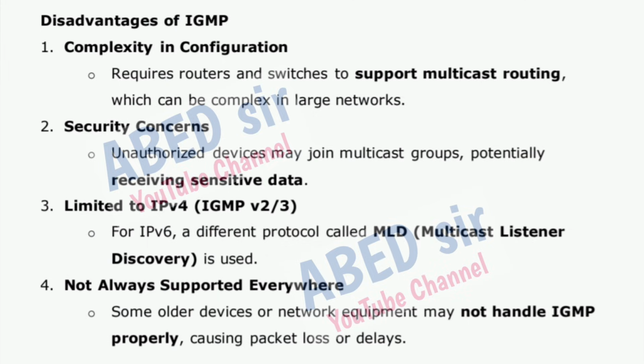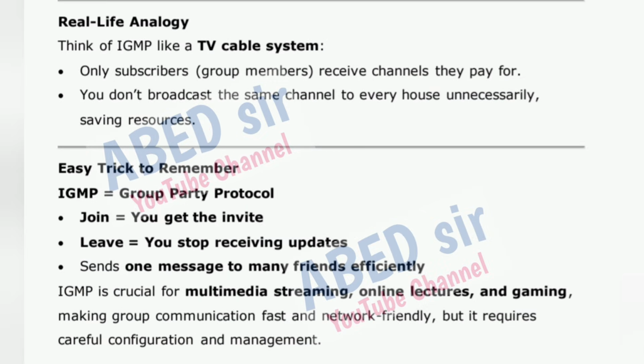4. Not always supported everywhere. Some older devices or network equipment may not handle IGMP properly, causing packet loss or delays. Real-life analogy. Think of IGMP like a TV cable system. Only subscribers, the group members, receive channels they pay for. You don't broadcast the same channel to every house unnecessarily, saving resources.